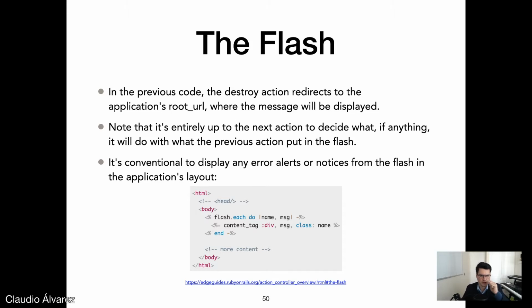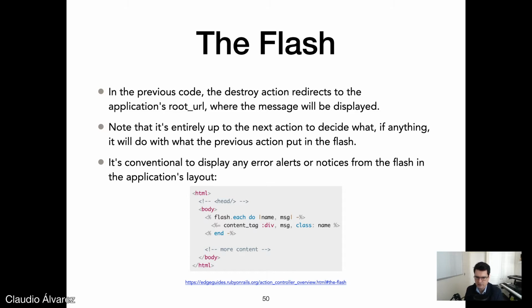So in the previous code, the destroy action redirects to the application's root URL where the message will be displayed. Note that it's entirely up to the next action to decide what, if anything, to do with what the previous action put in the flash. It's conventional to display any error alerts or notices from the flash in the application's layout. So you display these flash messages on your layout somewhere, right?